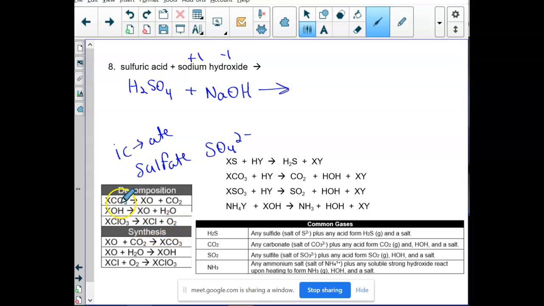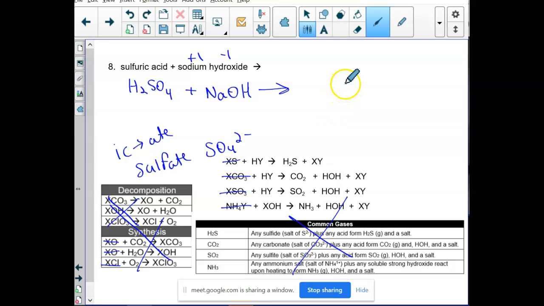Now, it can't be a decomp because there's 2 things before the arrow. It's not this one, it's not this one, and it's not this one, so it's not a synthesis either. Then the next place you go if it's 2 compounds is your common gas area. I do not see a sulfide. I do not see a carbonate. I do not see a sulfite. And I do not see an NH4. So it also is not a common gas. So then I'm going to know that it's a double replacement.